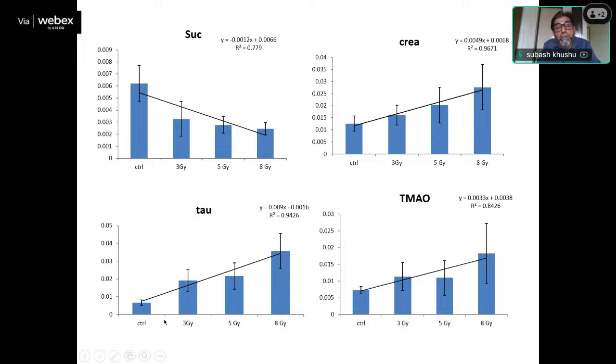And then one can make a taurine sensor, where if you drop a drop of urine, you will know whether the person is exposed to radiation or not, or to what extent the person has been exposed to radiation. So based on all four metabolites, all this categorization into these groups was done because of the major changes in these 4 metabolites.